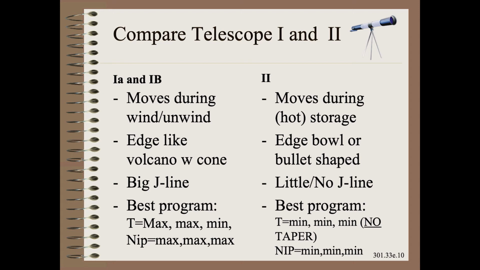This is a summary chart showing just how different these two telescopes are, both in appearance, mechanics, as well as remedies. Most important is to note that for a Type 2 telescope, we do not use any taper whatsoever. Instead, all of the knobs, including tension, taper, and nip, are turned down as far as they can go. After that, further remedies must come from changes in chemistry or related factors.